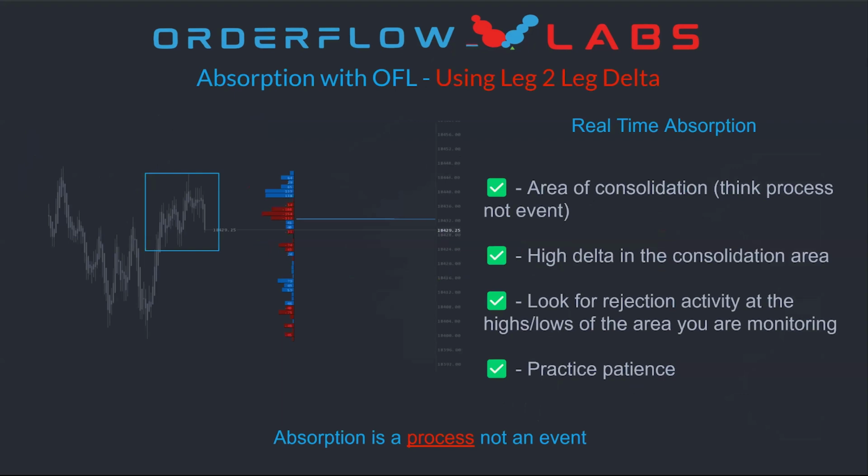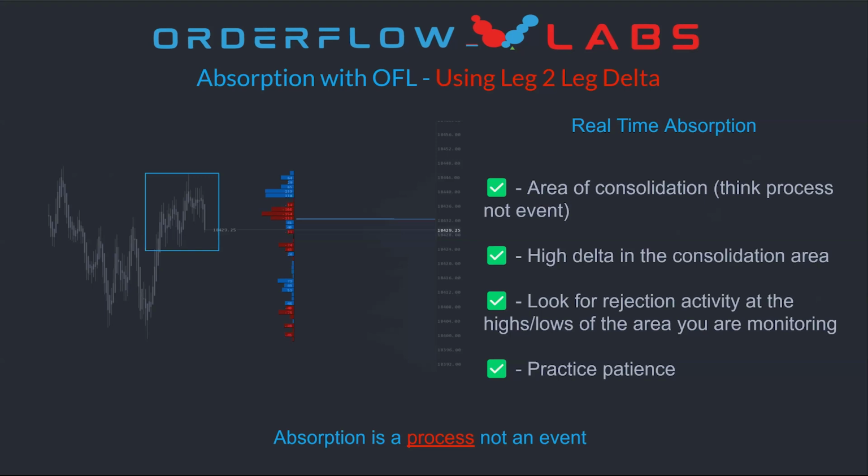Again, as I've stated, you have an area of consolidation. So think, this is a process, not an event. This is something that you want to watch for over time, and you're looking for two things. You're looking for a lot of delta. You can quantify that by doing some mental math, or you can use the liquidity zone study to do it for you. And then price not moving. That's the key component.